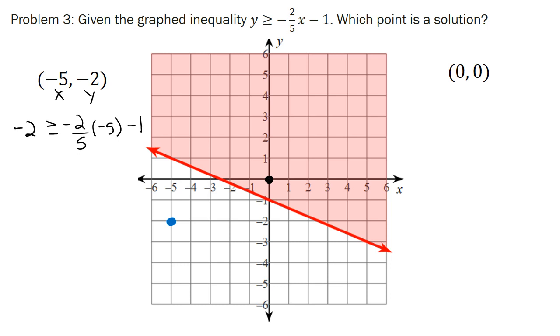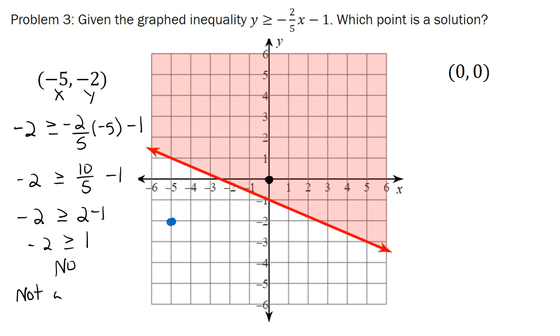Negative 2 times negative 5 is positive 10. 10 divided by 5 is 2. 2 take away 1 is 1. And so we ask the question, is negative 2 greater than or equal to 1? No, it's not. Therefore, we know that this point is not a solution. So that guy is not a solution.